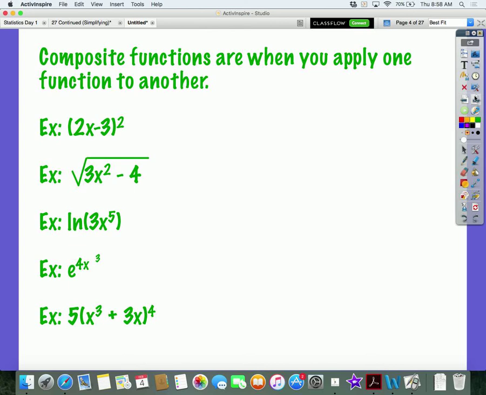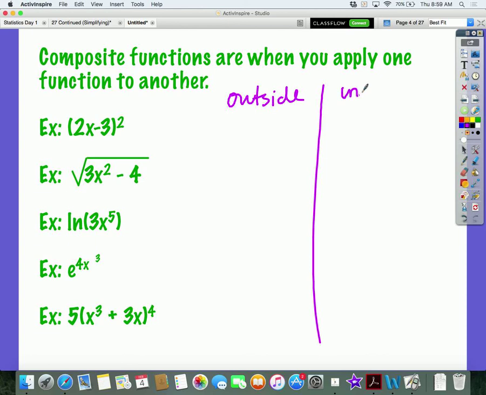Now you have to be able to identify the two functions that make up the composite. So what is that inside function? What's the outside function? That is very, very important when it comes down to chain rule. Okay? So what I want to do is take some of these examples and just make sure that we can do this before we jump into finding the derivative of them.